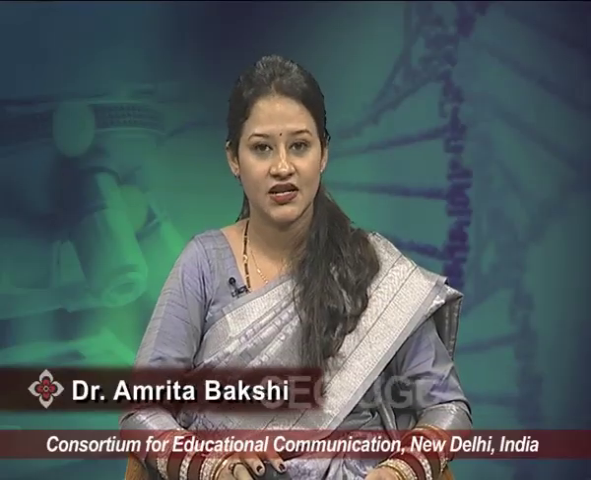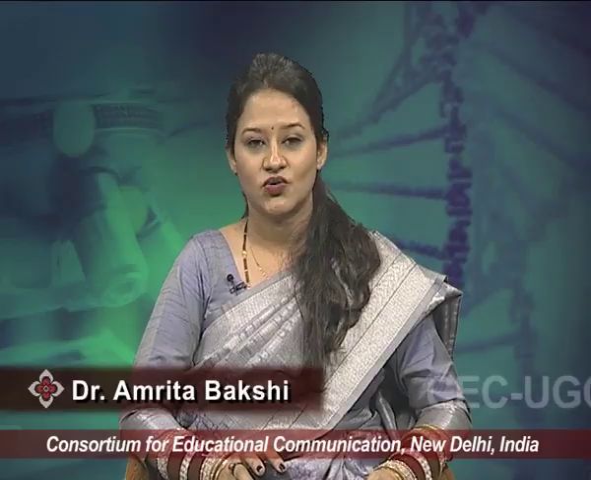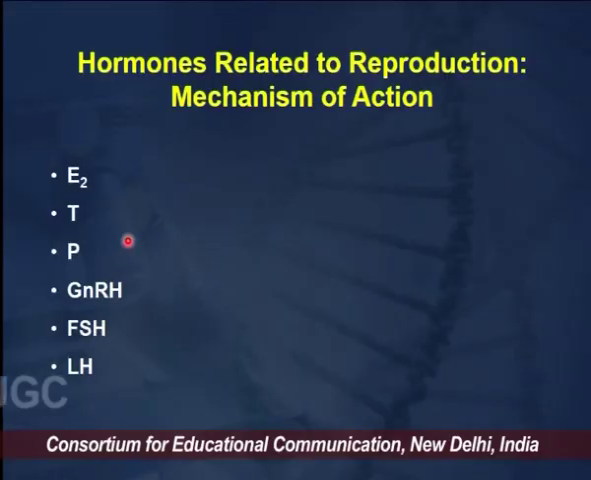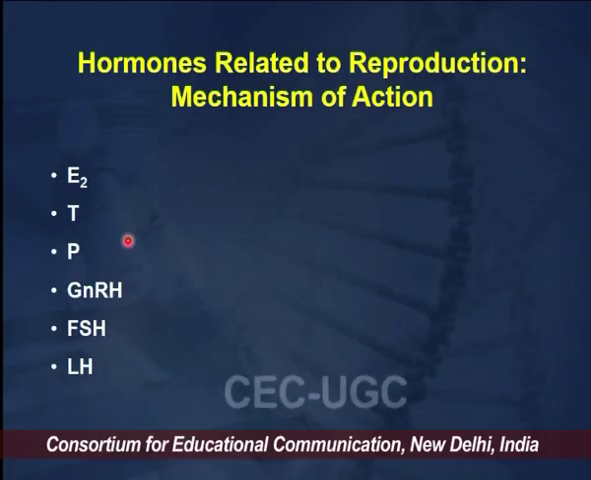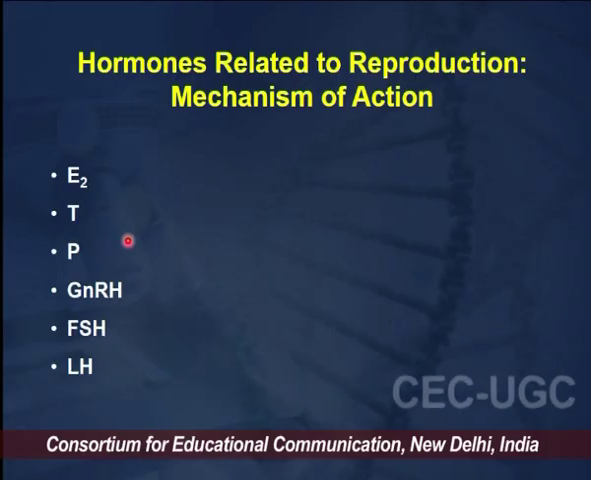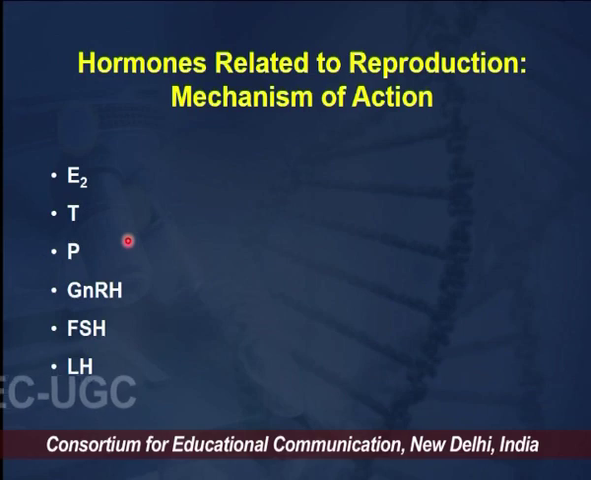We have understood how the steroid hormones get synthesized in the cell from cholesterol, which is a 27 carbon compound. Now in today's lecture we will see how the important hormones of reproduction perform their action. So here I have enlisted a few hormones which play a significant role in reproduction, which include estradiol, testosterone, progesterone, and then there are GnRH, FSH and LH.